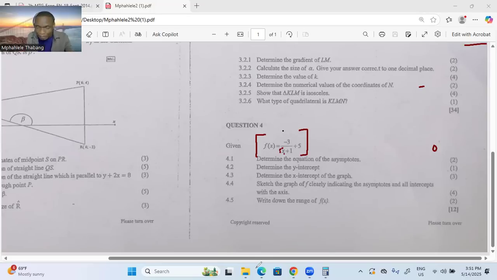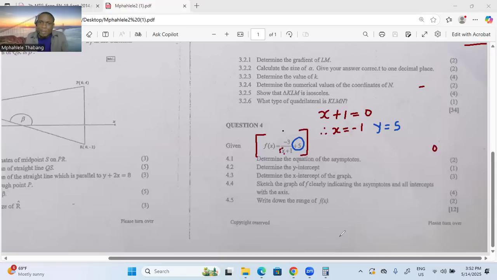So how are we going to find the equation of the asymptotes? The first thing you do, you equate your denominator to 0. This is where you find the equation of the x asymptote. So you say x plus 1 equals 0. Therefore, x equals negative 1. So this is the equation of the x asymptote. And the y asymptote is represented by this number here. This positive 5 represents your y asymptote. So you say y equals 5. So you get your 2 marks. These are the equations of the asymptotes.